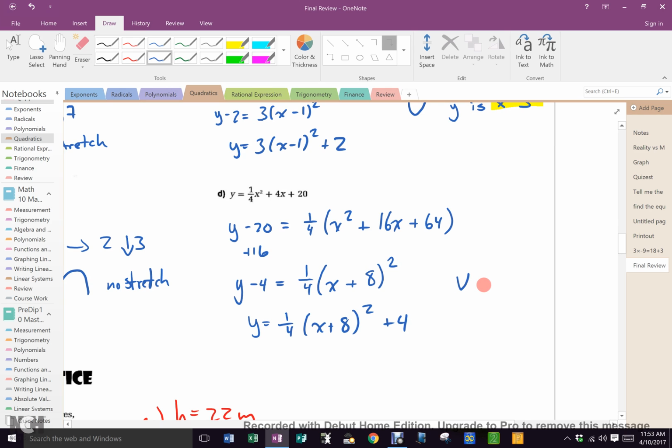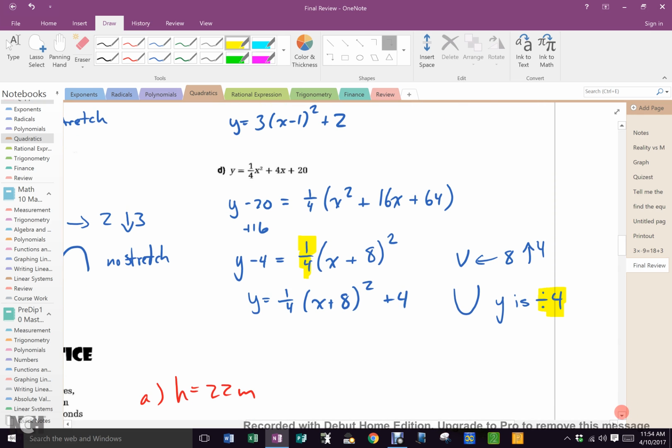So my vertex is that way 8, and that way 4. It's a happy parabola, and the y is divided by 4 because of that stretch factor. I'm just looking at my paperwork, and yeah, I said that was negative there. I don't know why I did that. Probably because that was when I was in a room full of grade 9s.